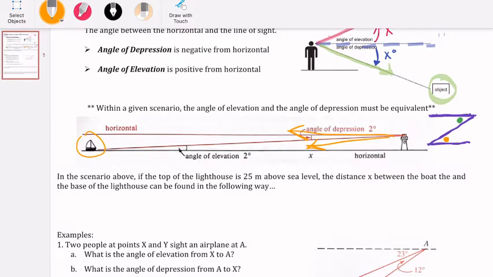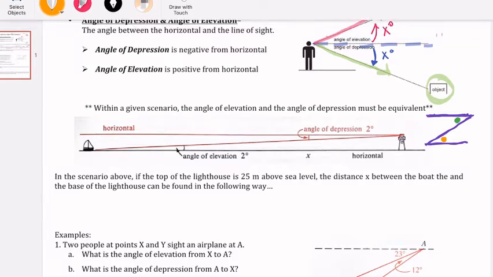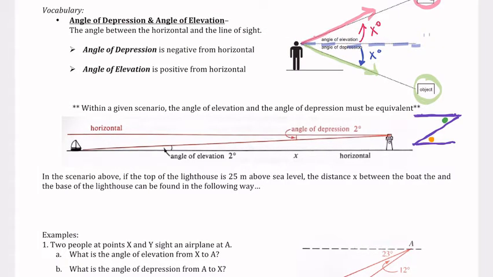Well, the same thing would have to happen from the sailboat to look at this lighthouse. They would have to then look up at a matching angle of elevation of 2 degrees. You can use this information to do things like solve for the distance from the sailboat to the lighthouse, depending on the information. Or if you're given other information, maybe you could use it to find the height of the lighthouse. Different things like that.